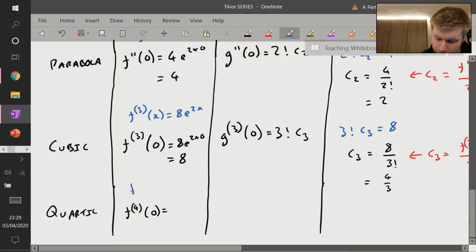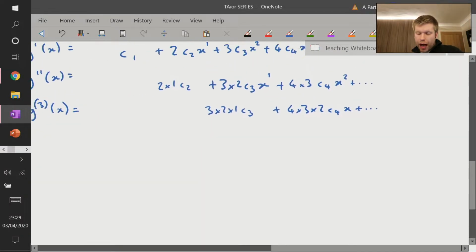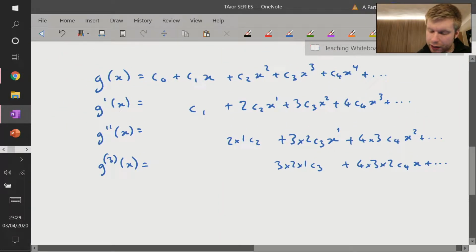Well, the fourth derivative of my true function is just going to basically be the derivative of that, which hopefully you can see is just going to be 16 e to the 2x. Now, if I stick in x equals 0, I get 16 e to the power of 2 times 0, which is going to be 16, okay? And then let's come over and see what happens with my fourth derivative of my approximation function.